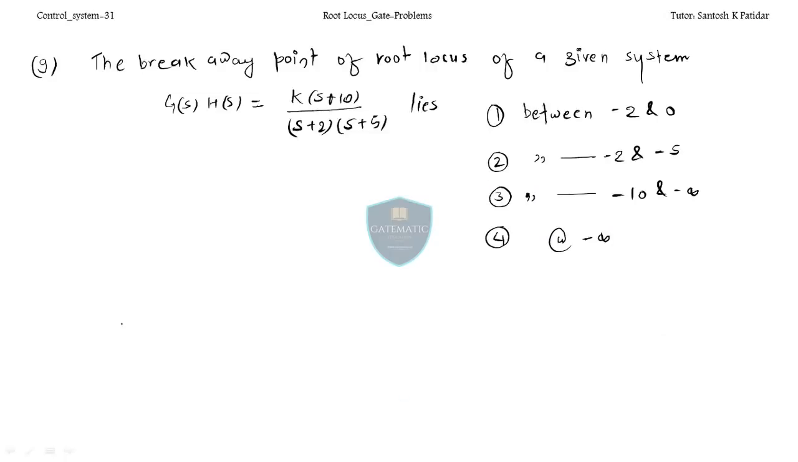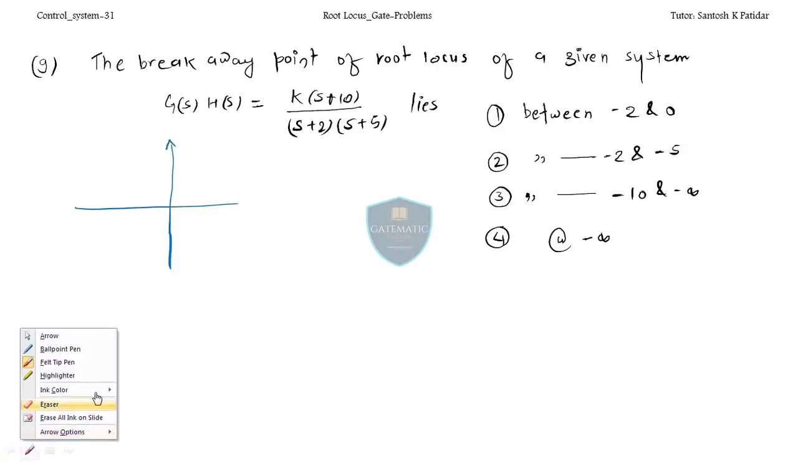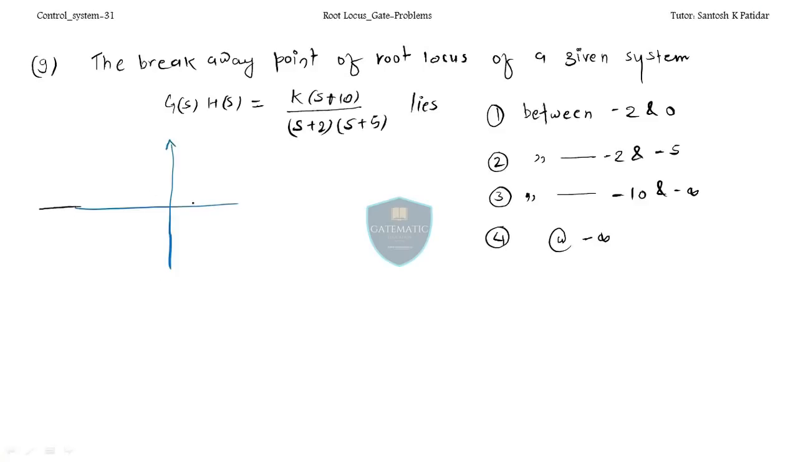Let's come to the next one. The breakaway point of the root locus of a given system is asked, and the options are given. Okay, so let's draw all these locations in the S-plane. This is the S-plane. Let me change the color.